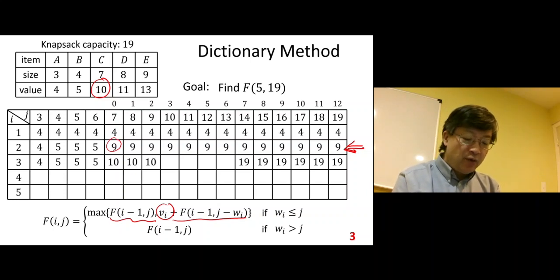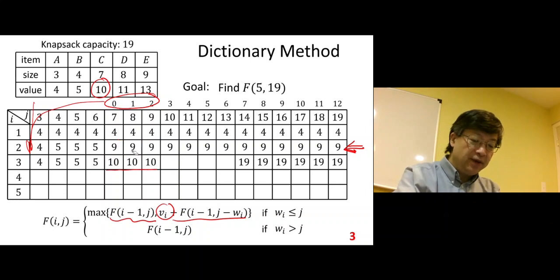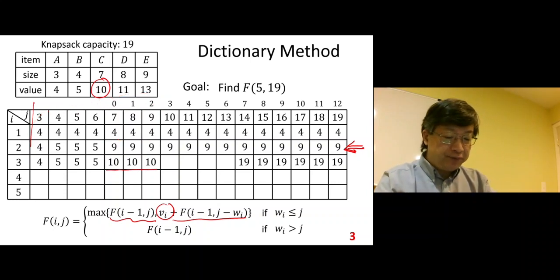So why all 3 10s? Because for all these 3, the F number is all 0, right? Because before that, that's 0. So 10 plus 0 beats all these 3 numbers. So we use the larger one, 3 10s. Next one.